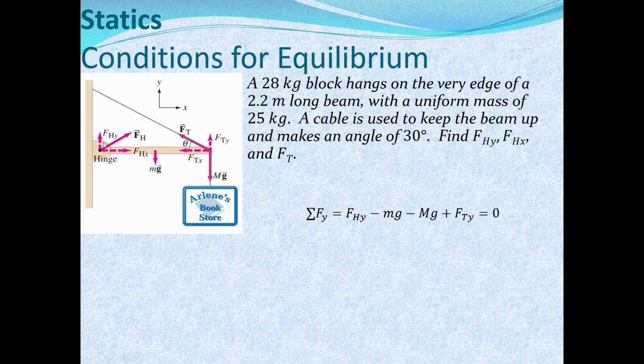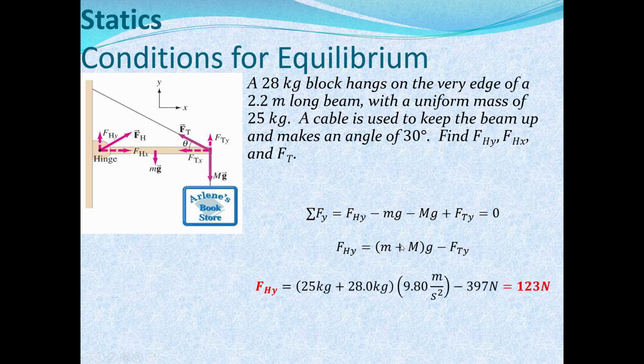Now to find the vertical component, again, I cannot do trig because I don't know what the angle is between the horizontal and the actual hinge vector. So I have to do sum of the forces. The two vertical components equal these two downward components. So I end up getting this: the hinge vertical component is equal to the combined weight plus the vertical tension. Moving things around and solving, I end up getting that the vertical component is 123 newtons.